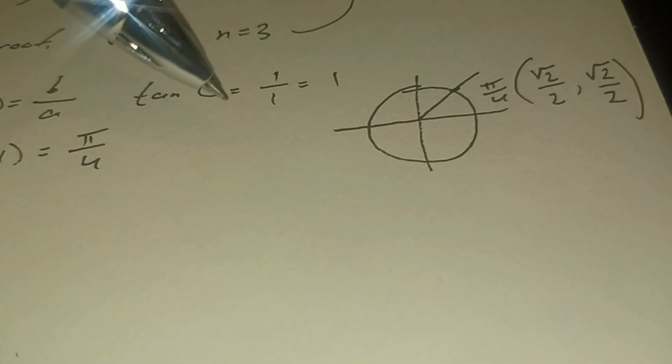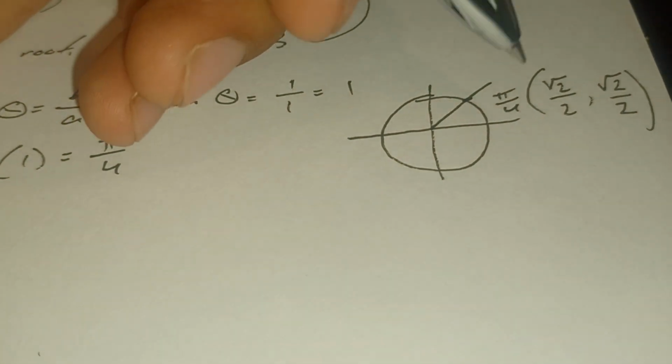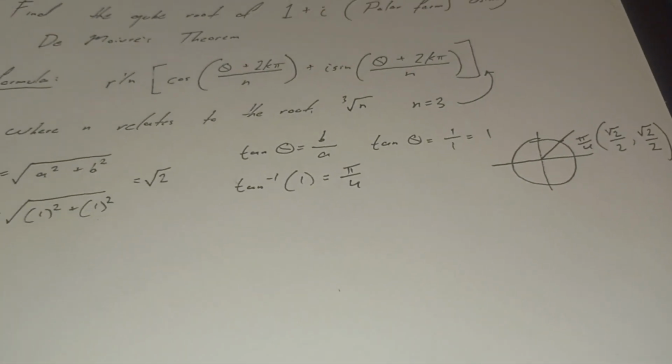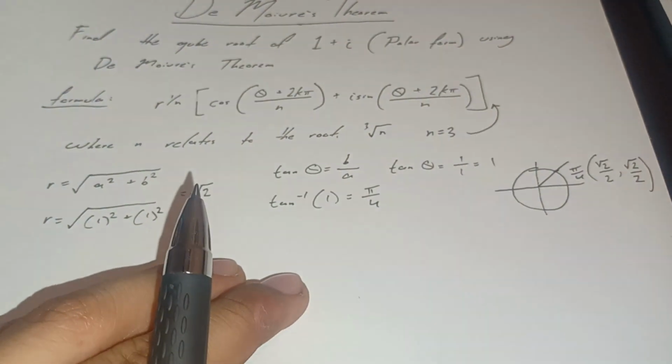So basically this is looking for the angle, and the angle is going to be pi over 4. This will make a little bit more sense if you already know the unit circle, so go ahead and study the unit circle before doing this. So that's how I got pi over 4, okay?